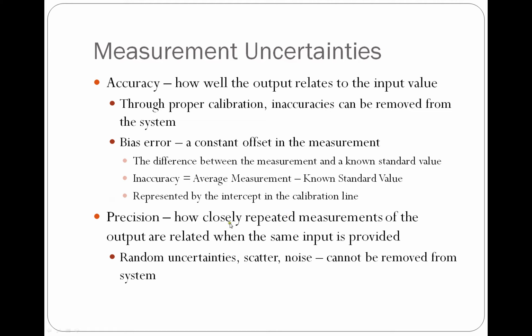Now, precision tells us how closely repeated measurements of the output are related when the same input is provided. So this represents random uncertainties, scatter, or noise in the data that cannot be removed from the system. All right, so we can remove inaccuracies or bias errors by subtracting out the intercept from our calibration line. But random uncertainties affect our precision, and our precision cannot change in a system. It's defined by the characteristics of the measurement system.